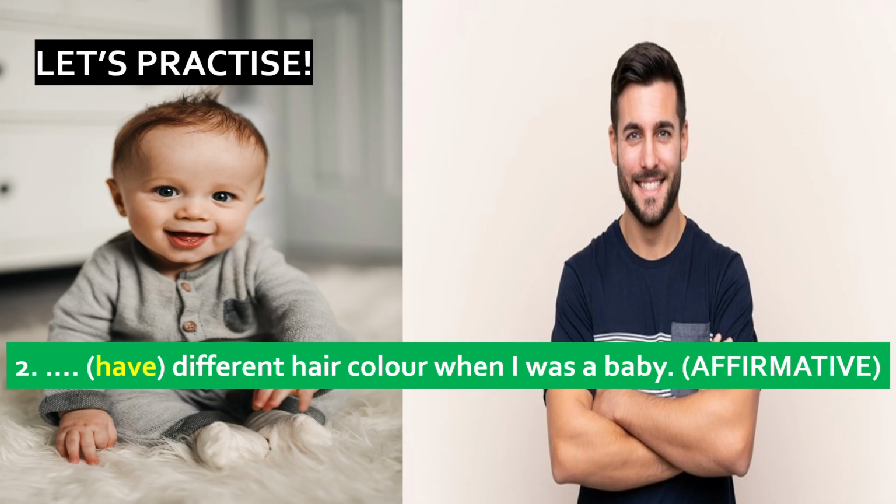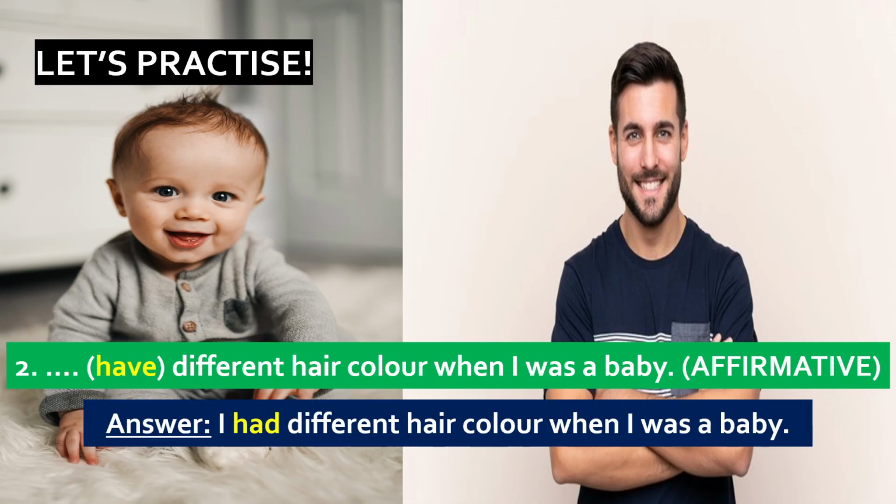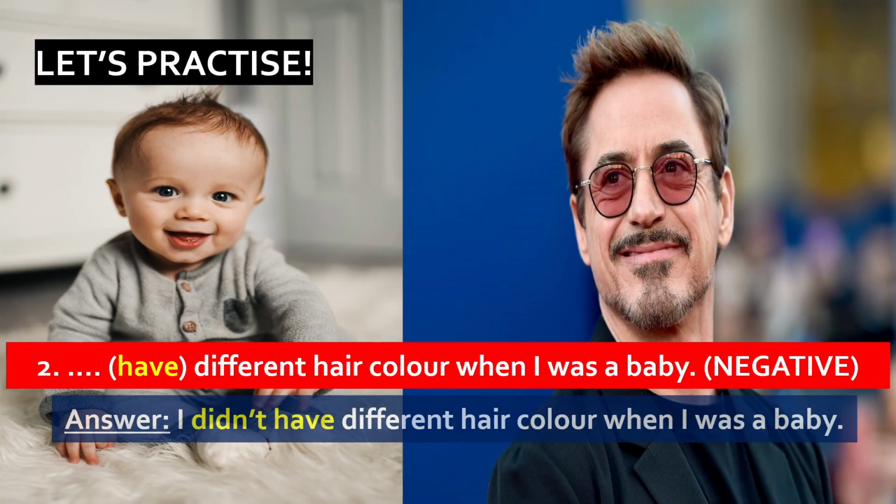Next, another affirmative sentence. This time, you have different hair color when you were a baby. So the verb given here is have. You will need to change into past simple first. It becomes had. So I had different hair color when I was a baby. But what if you don't have the different hair color? It becomes I didn't have different hair color when I was a baby. Similarly, it means that your hair color is the same since you were a baby.